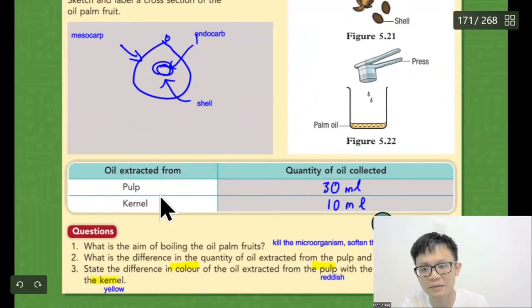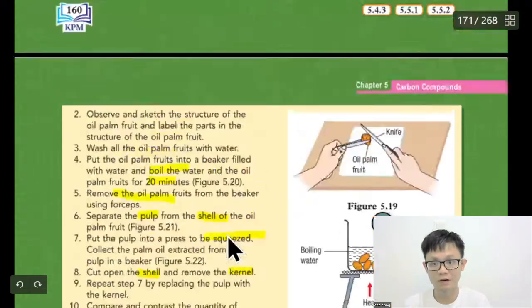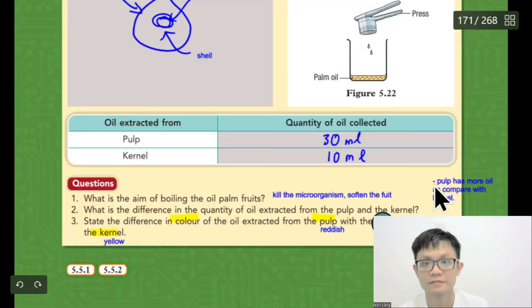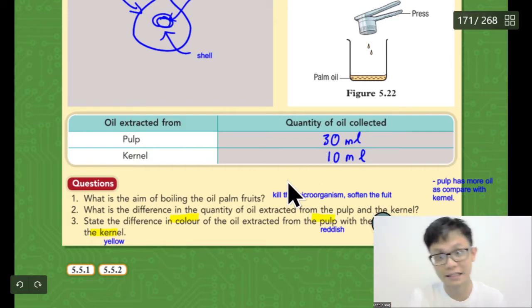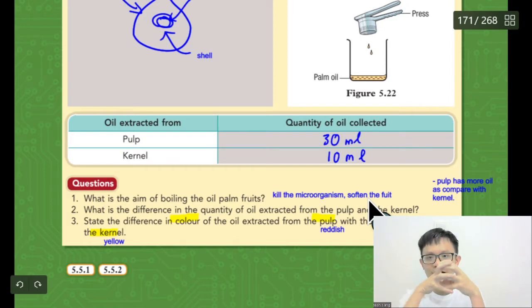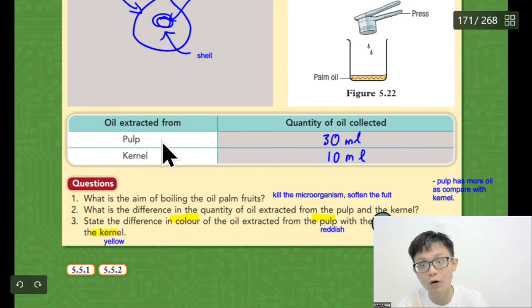But this experiment is actually to tell you which part got more oil. Still remember or not? Which part got more oil? The shell got more oil. Sorry, the pulp got more oil or the canal? So yes, as usual, the student I asked mentioned canal, which is wrong. This is what students always get wrong because they thought the fruit in the middle got more oil, but actually it's not. Okay, the pulp got more oil.